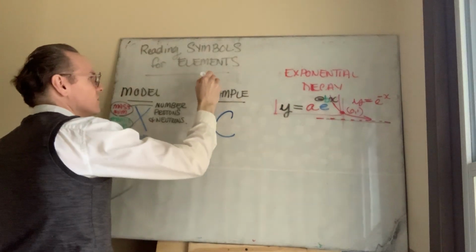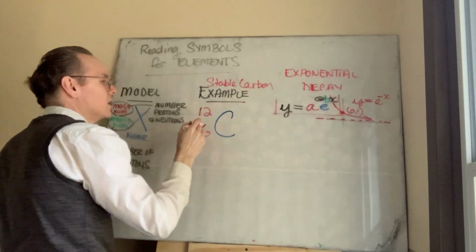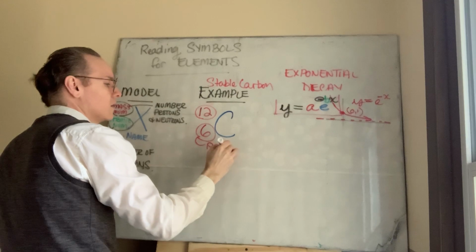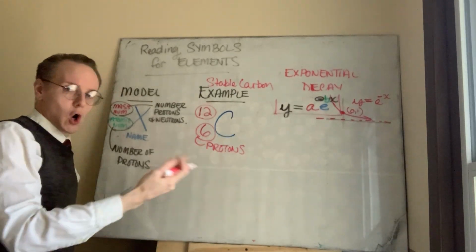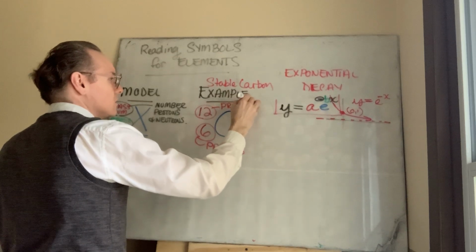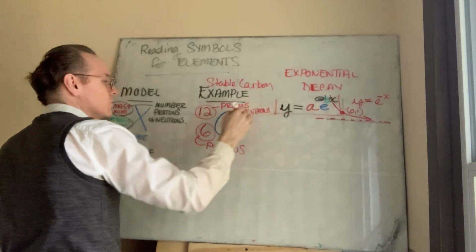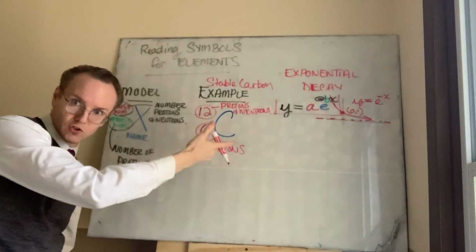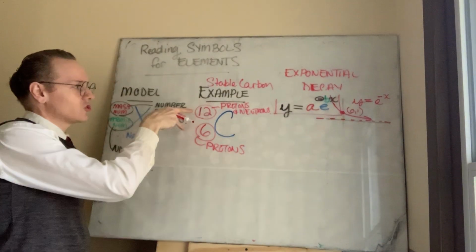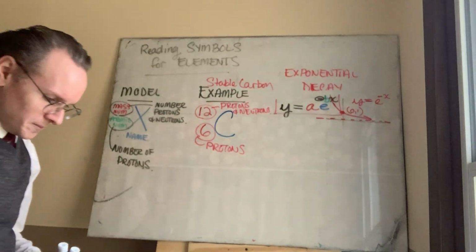Anyhow, this is stable carbon: 6 protons, which identifies it as carbon, and 12 protons and neutrons total. So if you see anything, especially in the homework, where they're asking you to read elemental symbols, just understand that the top number is neutrons included. Okay.